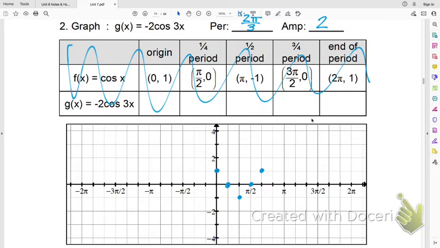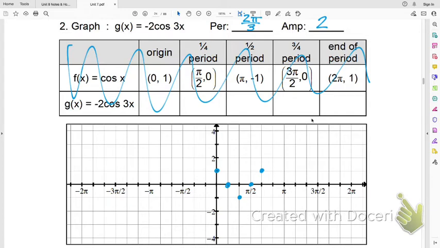Questions about that? All right, now you can choose to do your amplitude and your reflection in 2 steps, or you can do it in 1. That's up to you. That 2 is going to change the amplitude of my maxes. It's going to make my maxes up at positive 2 and my min down at negative 2. But that 2 is also negative.